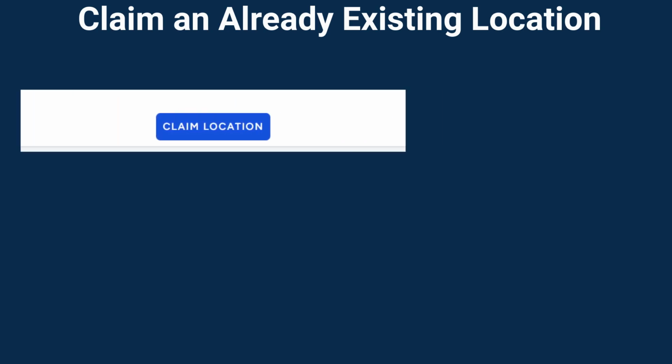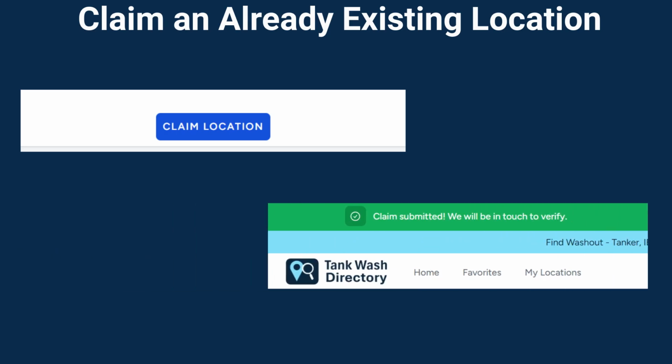Lastly, let's say you want to claim a location we have in our directory as yours. The first step is to make sure that it is one of your locations. There will be a Claim Location option at the very bottom of the specific locations page. Click that button and you will be redirected with the success message that the claim was submitted. We will then be in touch with you to verify and transfer the location over to you.